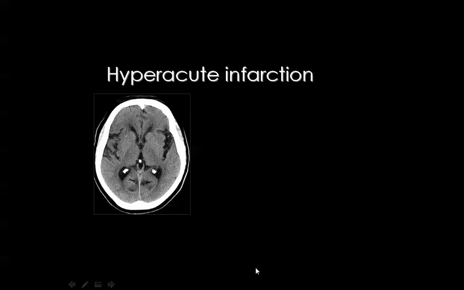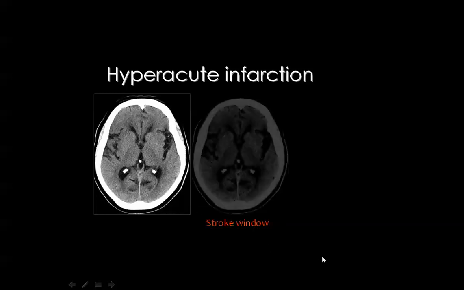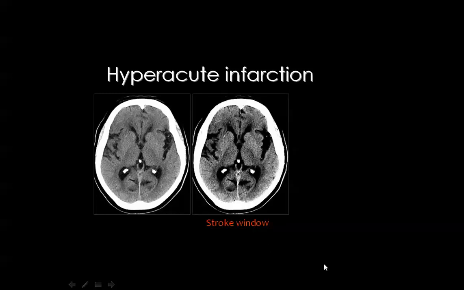Then also in the domain of hyperacute infarction, you may use what's known as the stroke window. The stroke window is just to adjust the window to see more clearly the brain parenchyma in the suspected area of an infarction. Can anyone suspect the infarction site here in these two images?